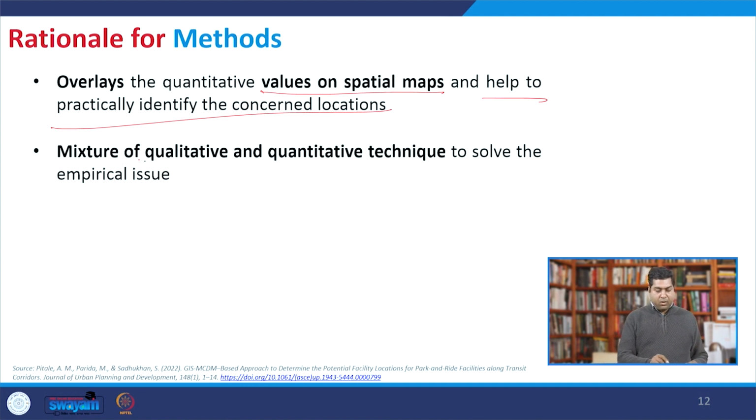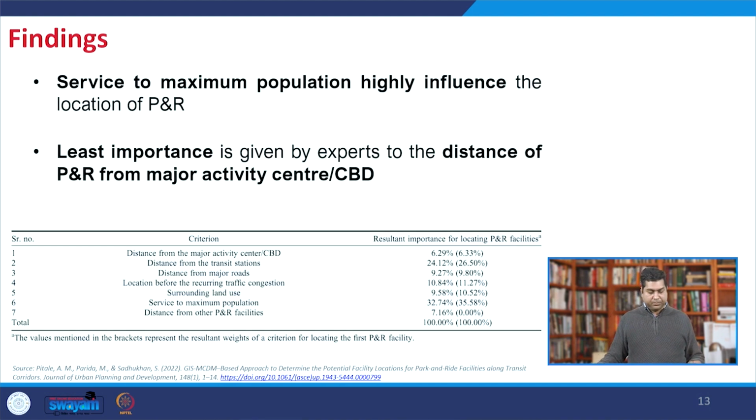The mix of this qualitative and quantitative technique was used to solve the empirical issues, because just having some numerical data about a certain score will not help. When we can see it spatially, then definitely it is very helpful in taking a decision.